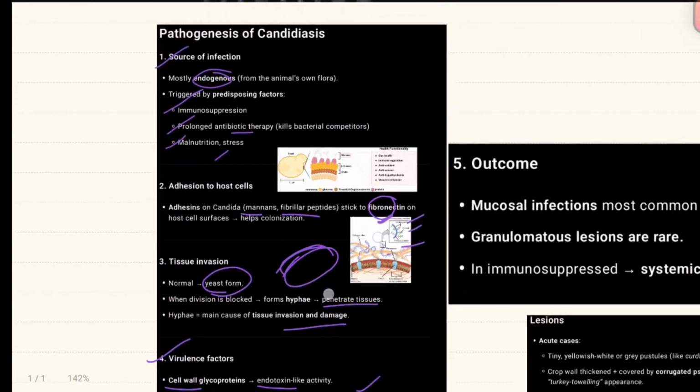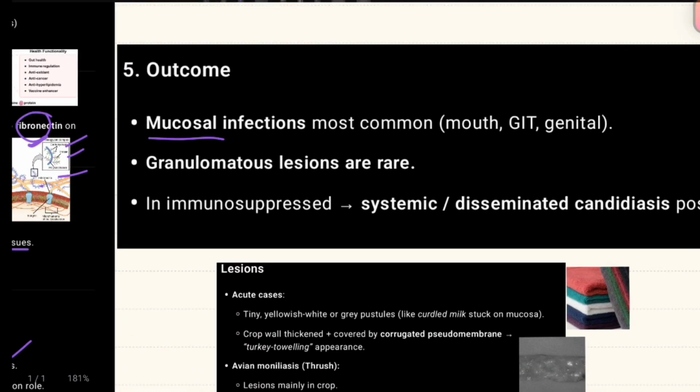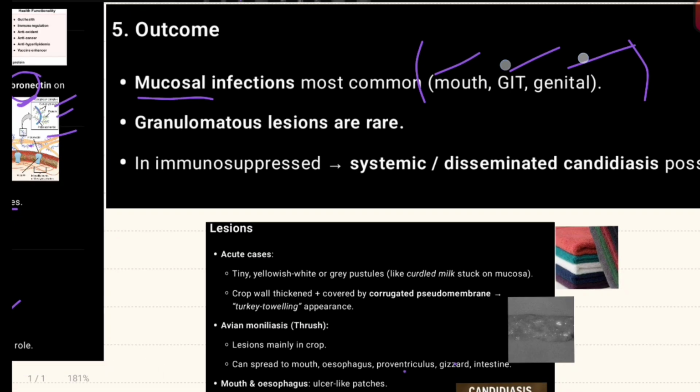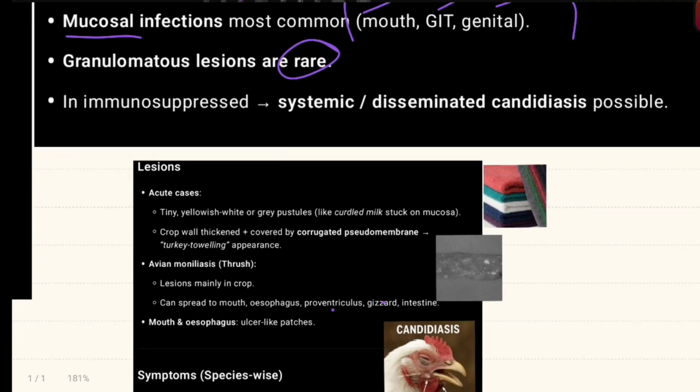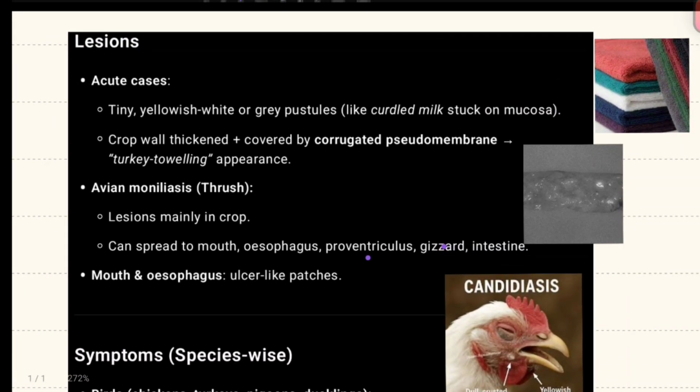So this is about how the pathogenesis takes place, and in the end the outcome of the pathogenesis is that mucosal infection is commonly affected. The tissues such as the mouth, GIT, and genital tract mucosa are mostly involved in this pathogenesis. Another noteworthy point is that in this disease we may not see granulomatous lesions, which we already discussed. Immune suppressed animals are prone to systemic or disseminated candidiosis. And this pathogenesis and pathogenicity will be manifested as lesions and symptoms.